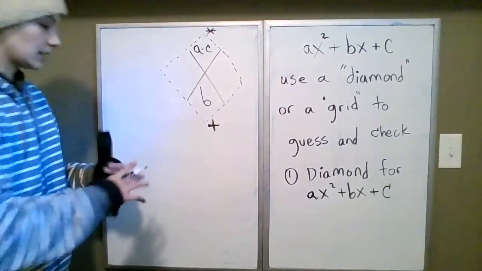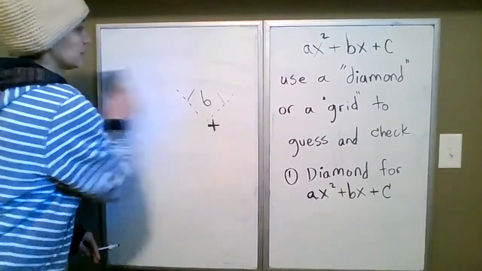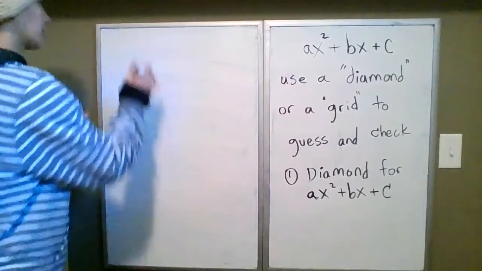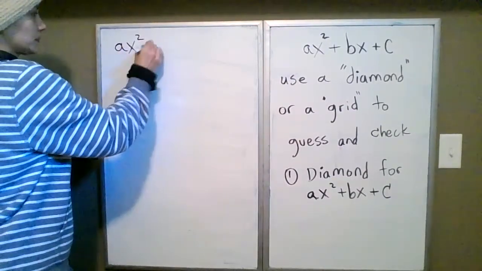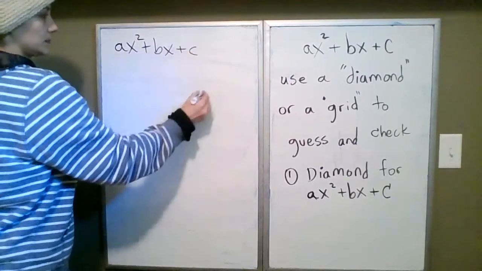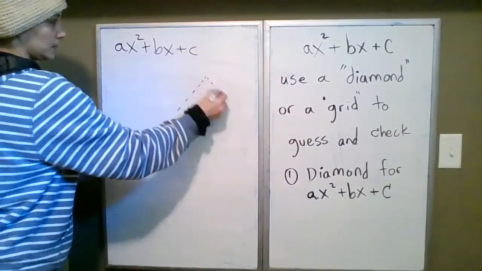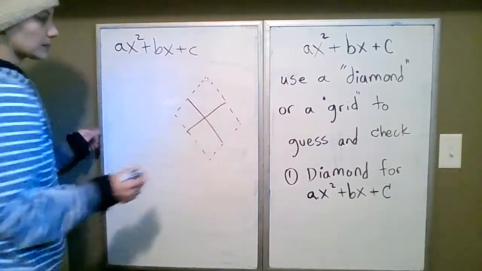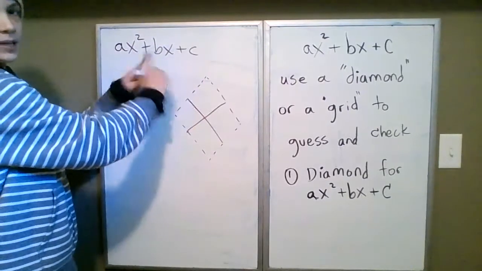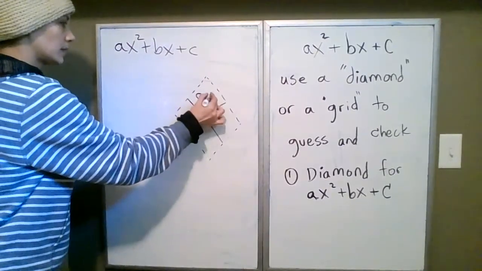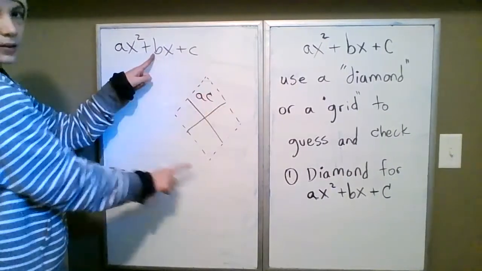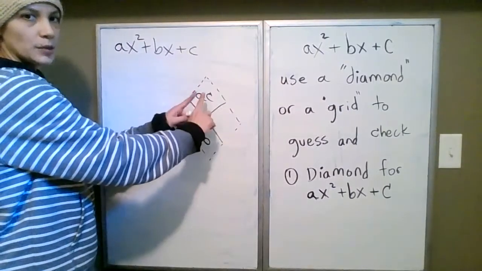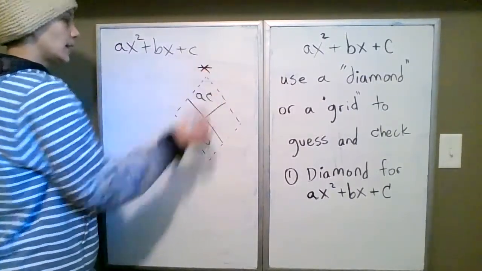I'm going to just redraw this. It looks a little messy. Do A times C and put that in the top. B goes at the bottom. We fill in guesses with two numbers that multiply to AC and add to B.